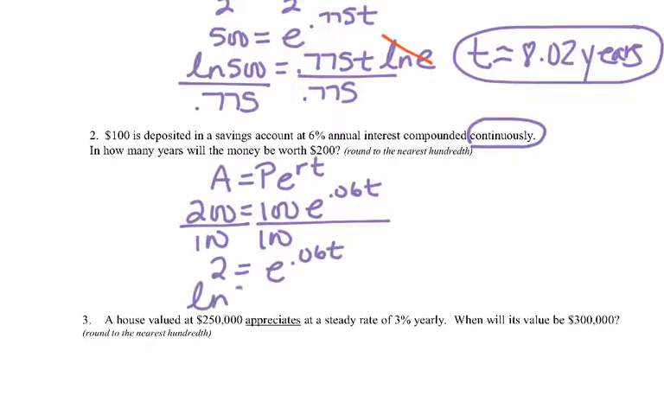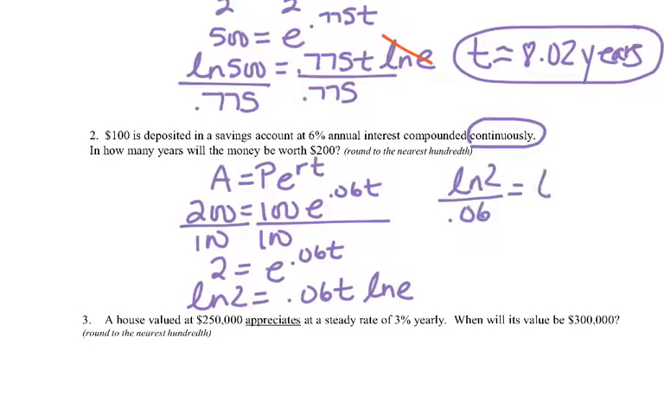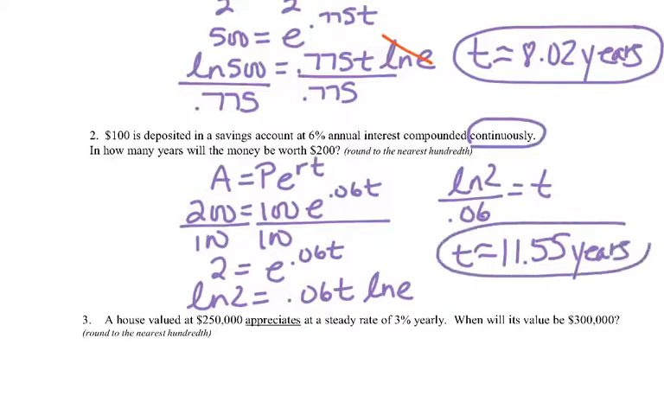Because it's an e problem, I'm going to take the natural log of both sides. The natural log of e is 1. Multiplying by 1 doesn't change anything. So I'm going to divide both sides by 0.06. Type it in my calculator, 11.55 years. Perfect.